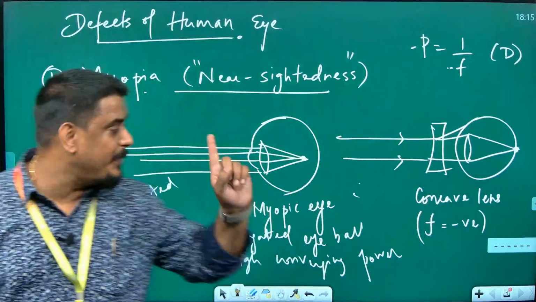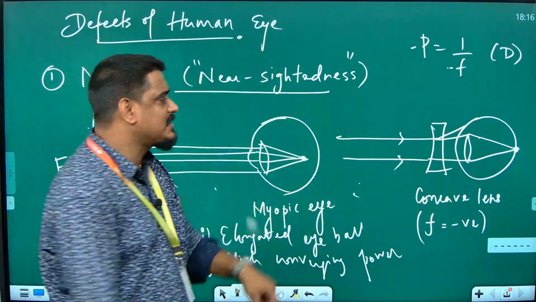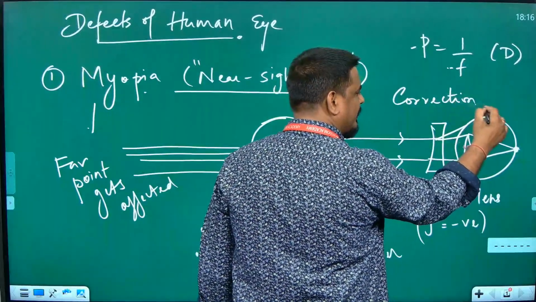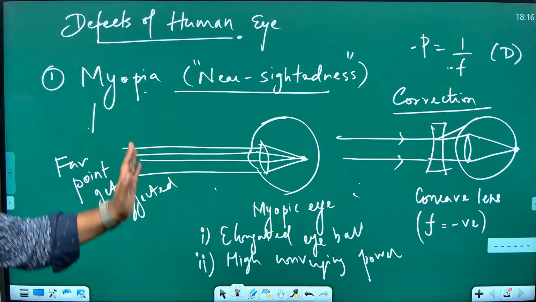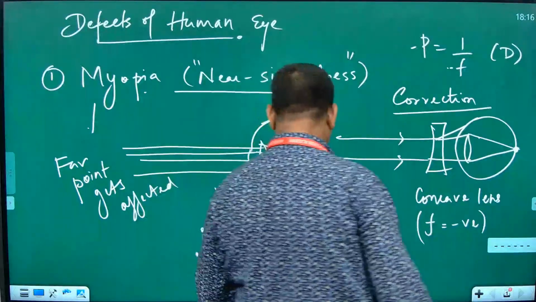So, what is myopia? Why is it caused? How to rectify it? This is called correction. Correction diagram also I have drawn for you. Is it clear? Any problem in myopia? If no, copy this fast. If you have understood what is myopia, then copy it fast.